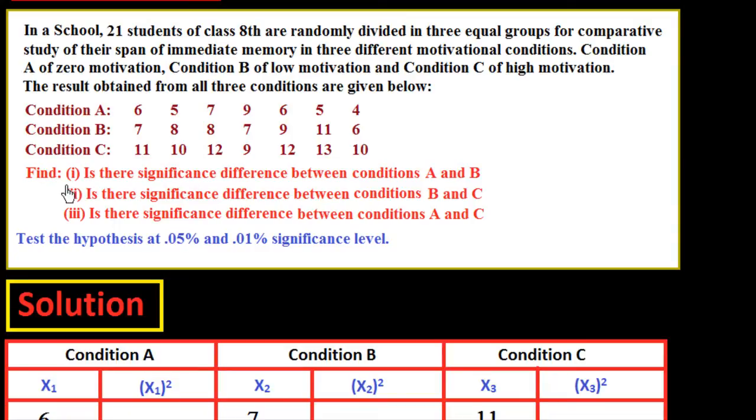Now what we have to find? First of all, we have to find out if there is a significant difference between condition A and B. The second thing is whether there is a significant difference between condition B and C. And the third and final thing is whether there is a significant difference between condition A and C. Test the hypothesis at 5% and 1% significance level. So how do we solve this?